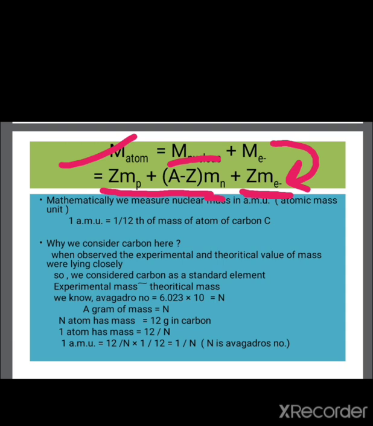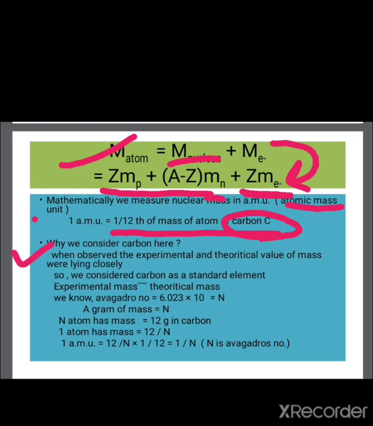So mathematically, we consider the nuclear mass in AMU. AMU is atomic mass unit. And 1 AMU is equal to 1/12 of the mass of a carbon atom. So the question arises in our mind, why have I taken carbon only instead of any other element like barium, chlorine, iodine, etc.? There's a reason behind this, why we have taken only carbon as a standard form.